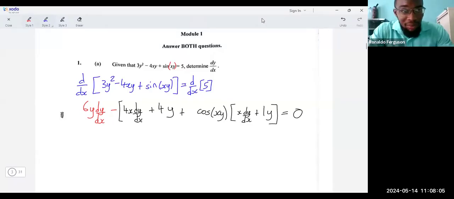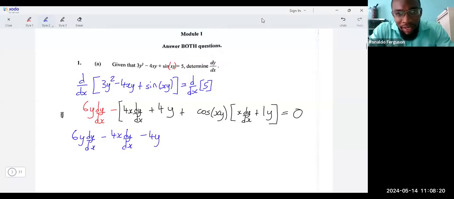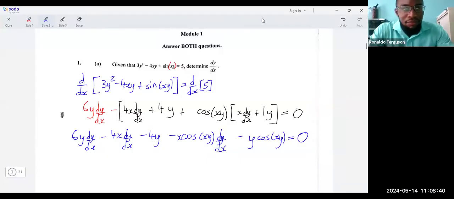Now we need to make dy dx the subject. So we have 6y dy dx minus 4x dy dx. Plus and minus is now a minus 4y. And then we have a minus cosine xy being multiplied by x dy dx. I'm going to put the x at the front and then put dy dx right here. And then put a minus y at the front and then a cos xy right there, equals 0.